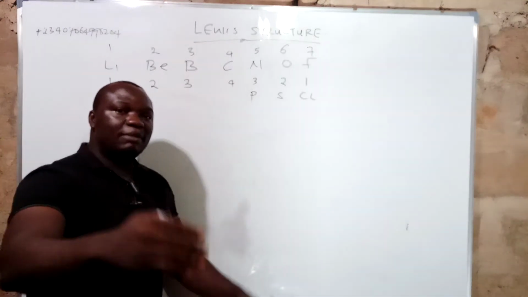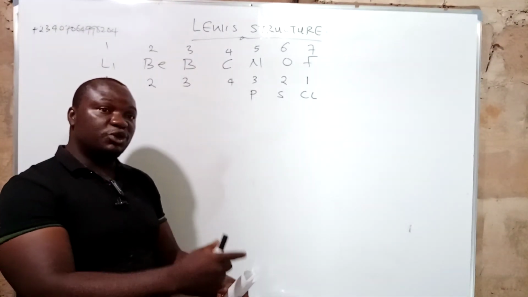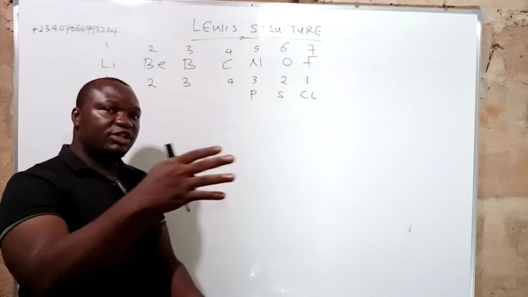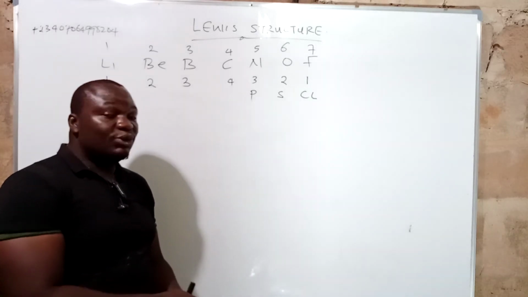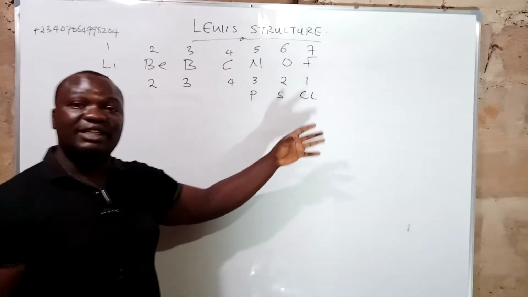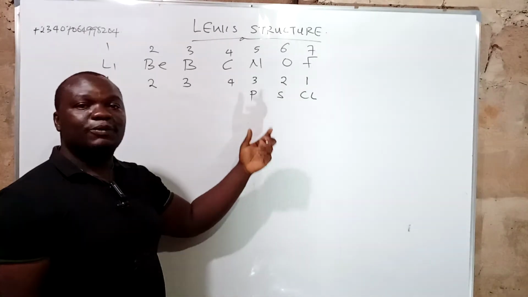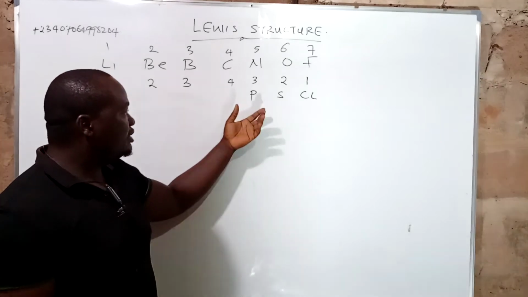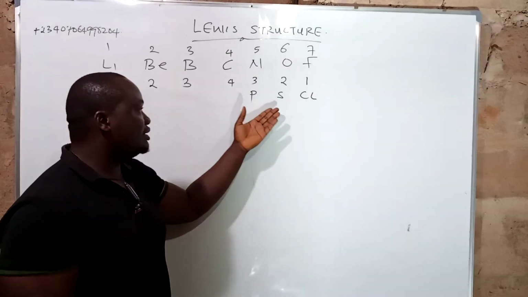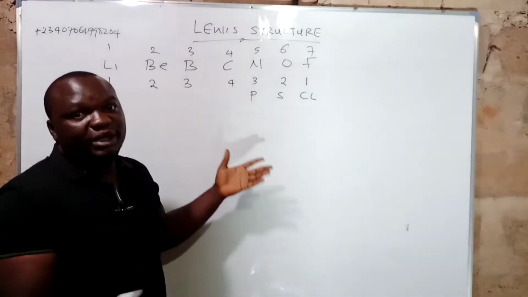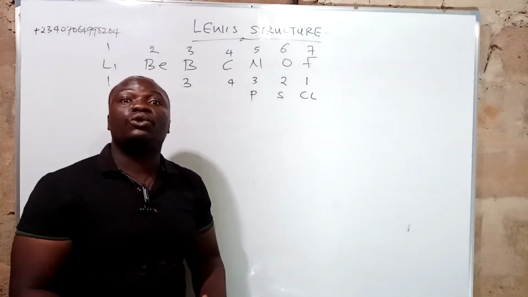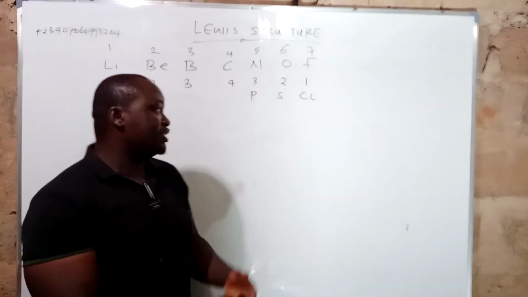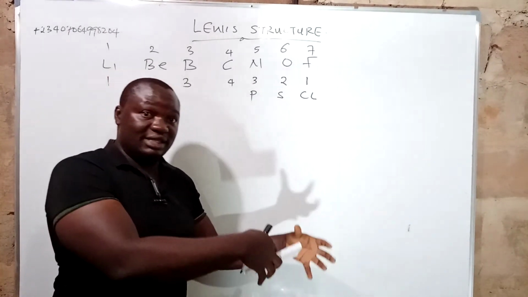Because by the time I go in depth into Lewis structure, I will talk about the expanded octet. I will talk about the incomplete octet. That's why I'm taking my time to explain this right now, so that immediately you see it, you will be like, yes. So phosphorus, or you can say sulfur, has an expanded octet. Chlorine can actually form one bond. It can also form more than one bond. Why? Because you have an expanded octet.